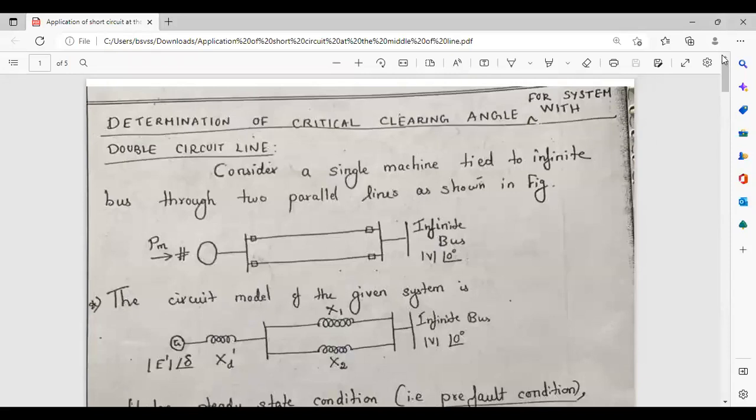Today, I am going to explain a topic in stability analysis in power system analysis. Today, we are going to discuss the calculation of critical clearing angle and critical clearing time for a double circuit line. Here is a generator which is connected to an infinite bus bar through a double circuit line.